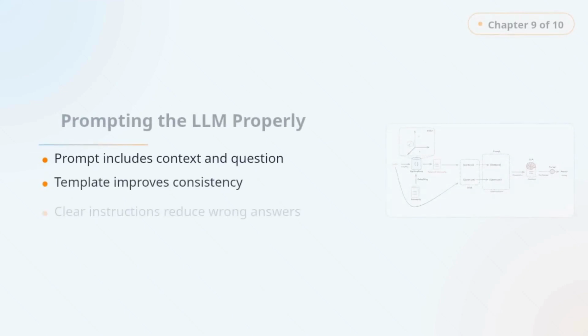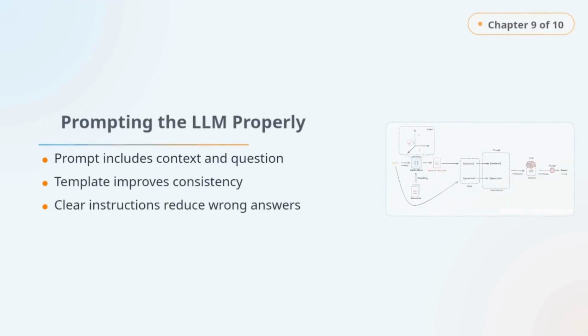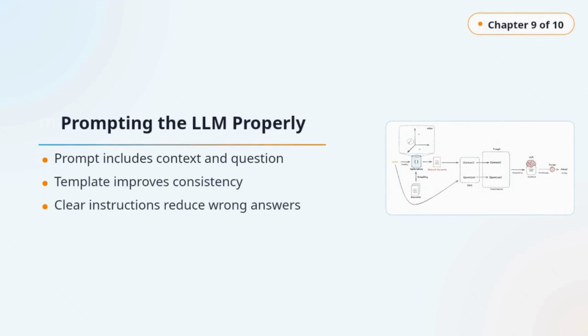After retrieval, the final step is to pass the retrieved context to the LLM in a well-designed prompt. A strong RAG prompt usually includes the context, the user's question, and clear instructions on how the model should answer. This matters a lot. Even with good retrieval, a weak prompt can lead to vague or off-topic output. A standard template helps the model consistently use the retrieved evidence instead of ignoring it.